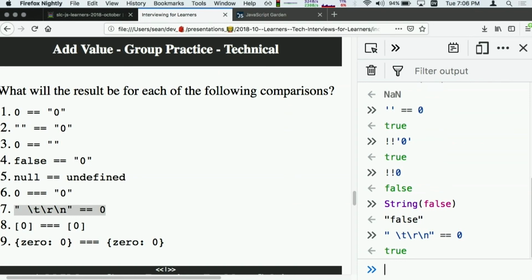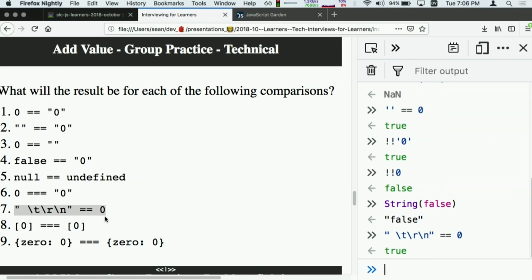What about the one below it? Is that a regular expression there? It's always a tab. It's an empty space, a tab, a return, and a new line. Okay, and I have no idea why that was zero.